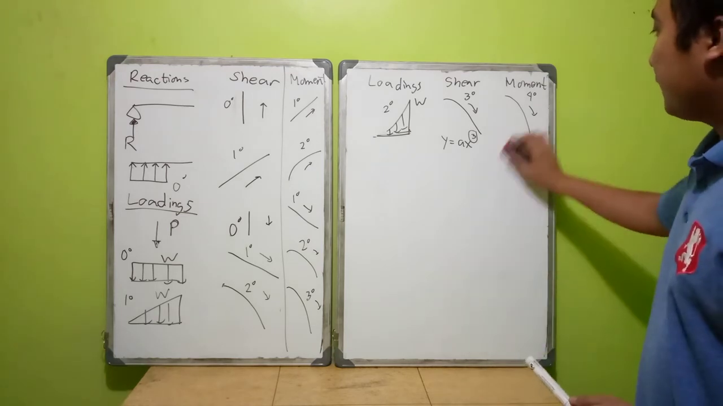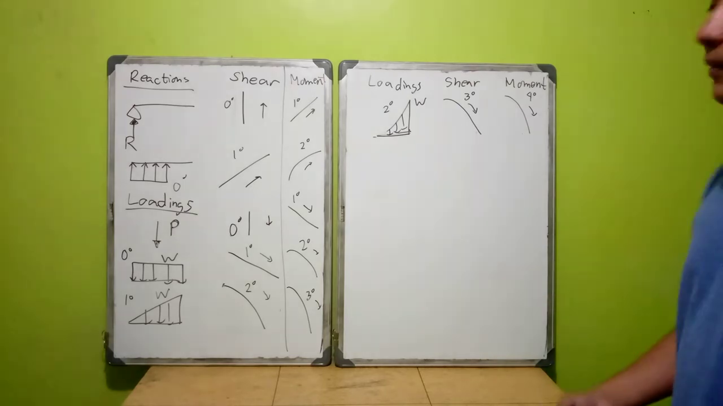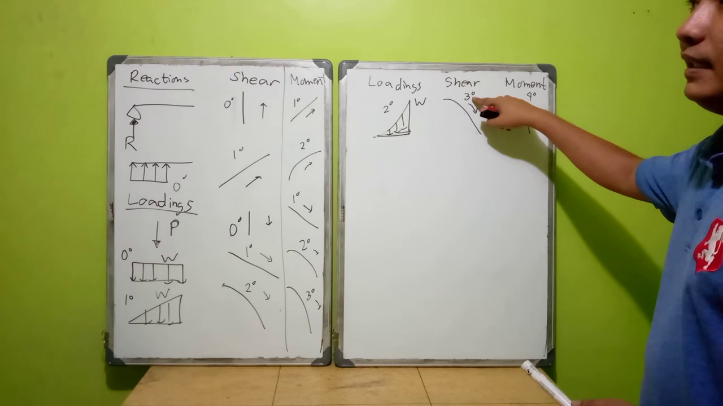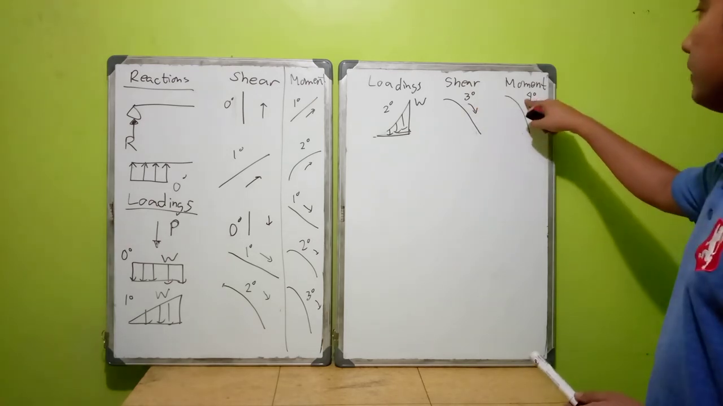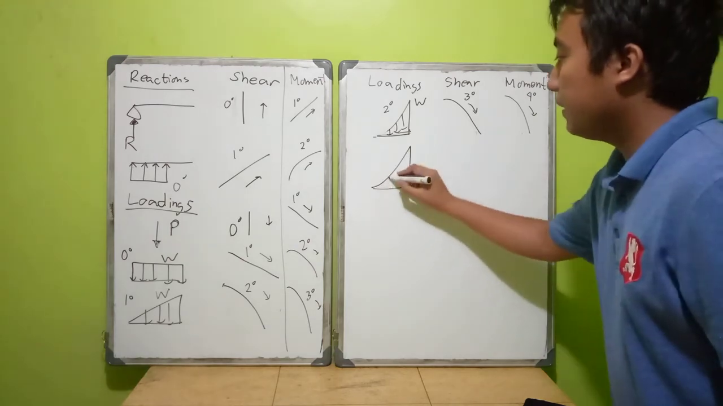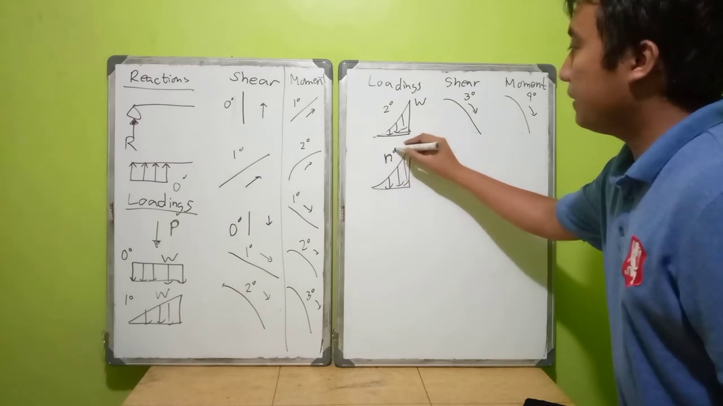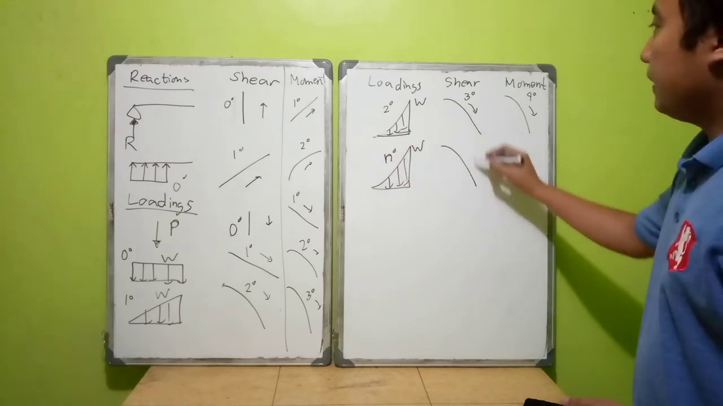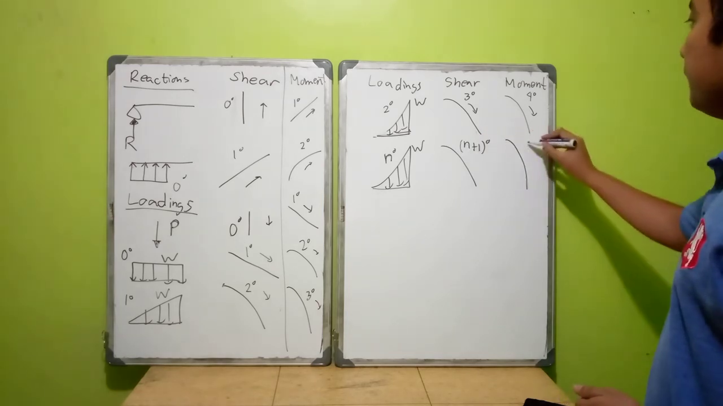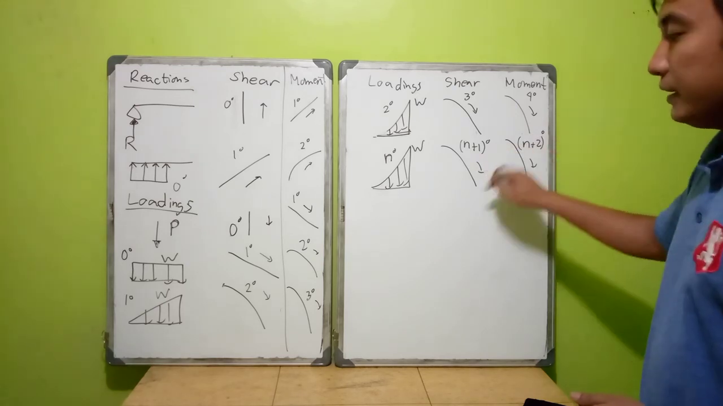So that's how it works. We are talking about highest power. Your highest power here is x to the power of 3, and the highest power for your moment is x to the power of 4. So what if your loading is in n degrees? In that case, your shear will be n plus 1 degrees, and your moment will be n plus 2 degrees. So this is the shape of the curve.